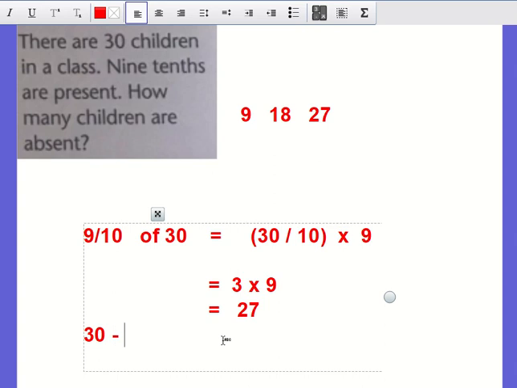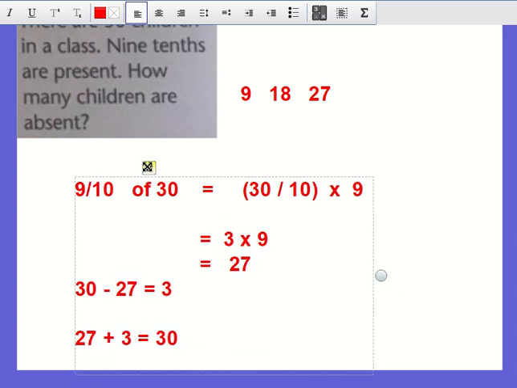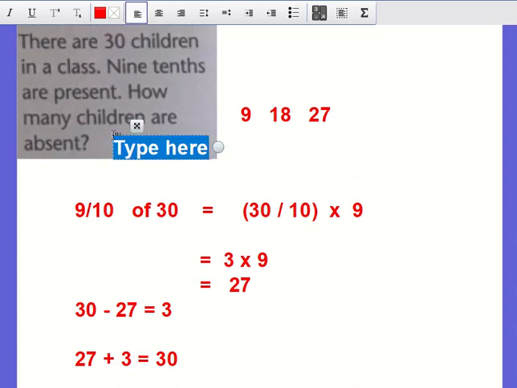And now I need to take away the number of children that are in. And that will tell me the number of children that aren't in, which is 3. I can check this by doing 27 add 3 equals 30. Okay? So how many children are absent? The answer is 3. I was only able to find that answer by first finding out how many children are present.